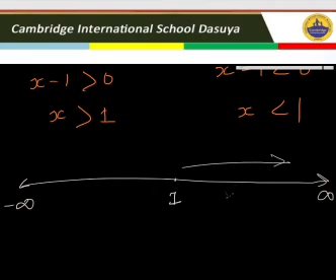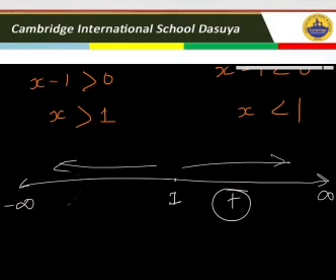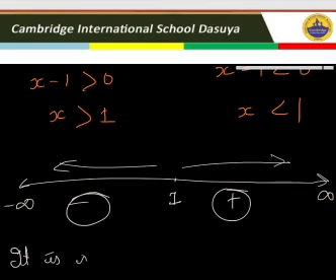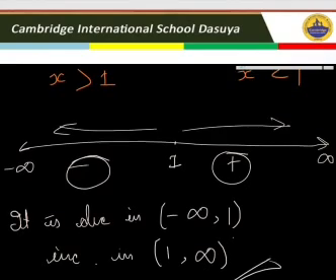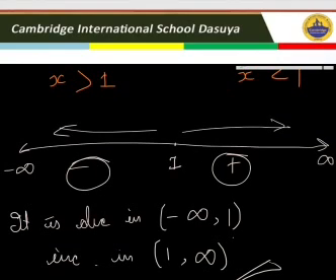And from 1 to infinity, it is positive. And from minus infinity to 1, it is negative. So it is decreasing. I am not using the word strictly: decreasing in minus infinity to 1 and increasing in 1 to infinity. Fine. This is when the question is without the word strictly increasing or strictly decreasing.